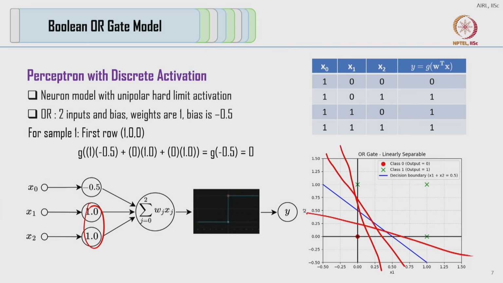If you look at this, it is a line: y is equal to m1 x1 plus m2 x2 plus b. This b is nothing but w naught, this m1 is nothing but w1, and m2 is nothing but w2. You can find the equation of the line and you can find out these weights very easily.